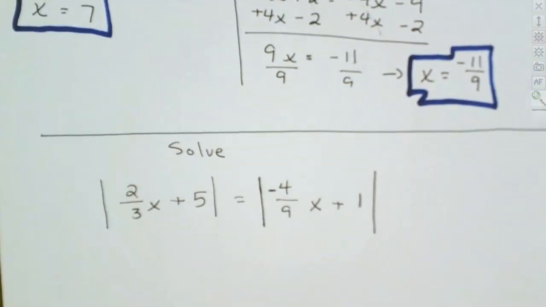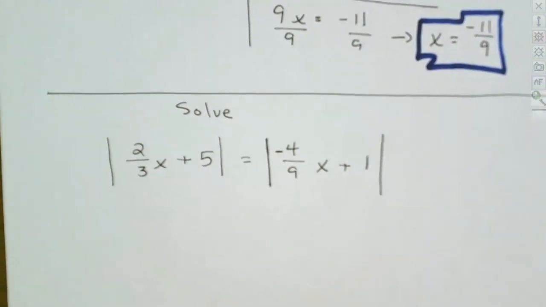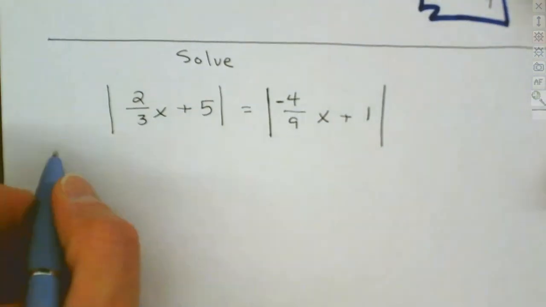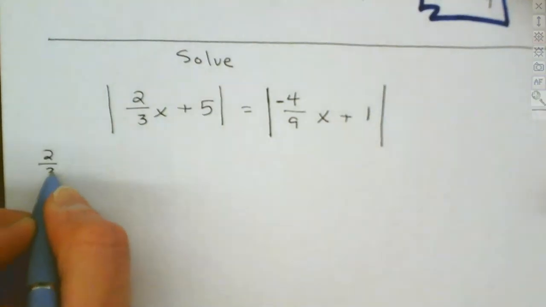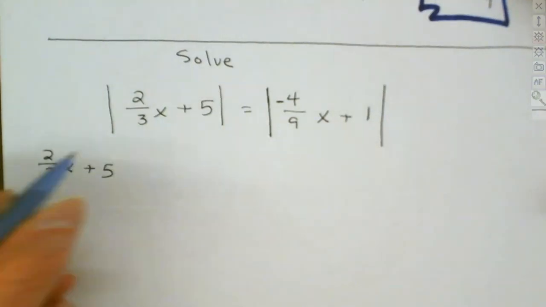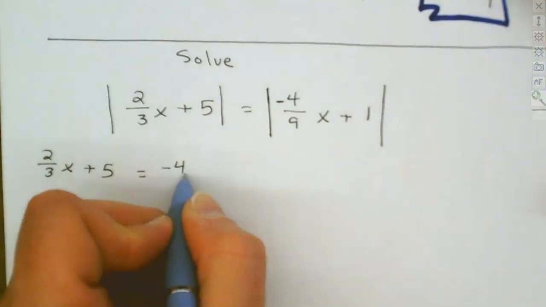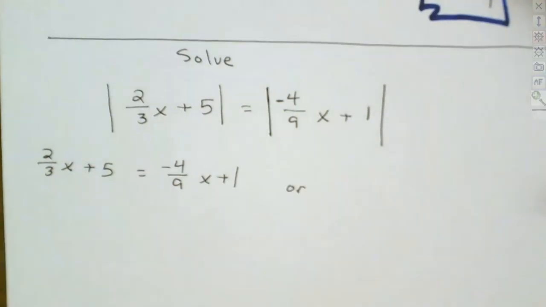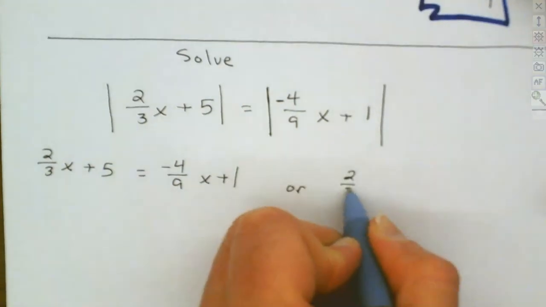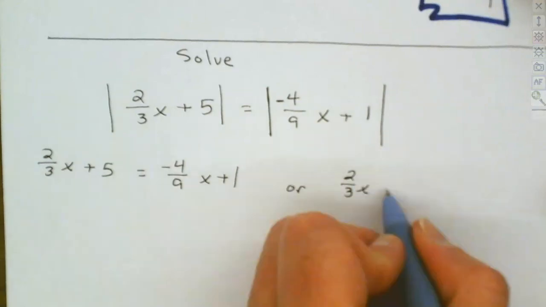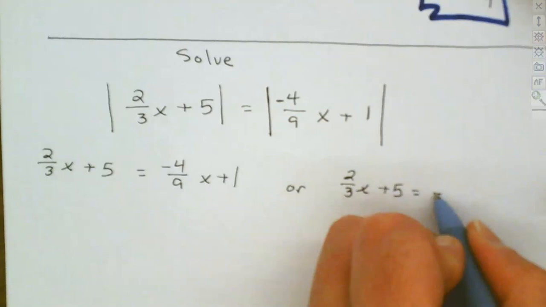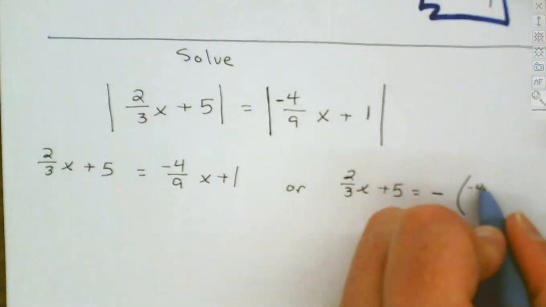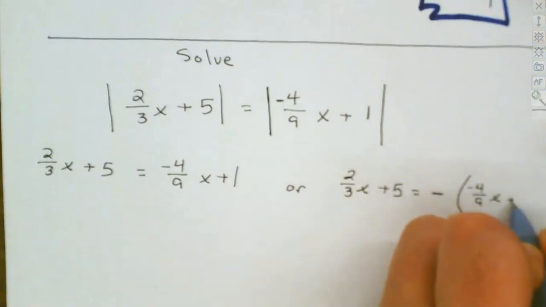And I wanted to do one with fractions, just so we, again, review fractions. So this will be our last one. First off, what do my two equations look like? Well, they look like 2/3 x plus 5 equals a minus 4/9 x plus 1. And then we have an or. The other one is 2/3 x plus 5 equals, now make sure you put the negative in front, parentheses, make sure you use the parentheses here, minus 4/9 x plus 1.